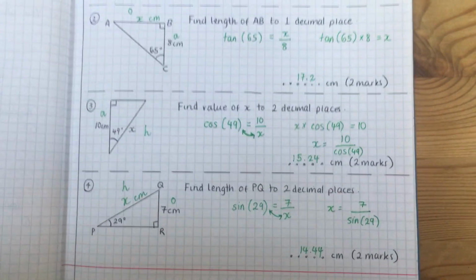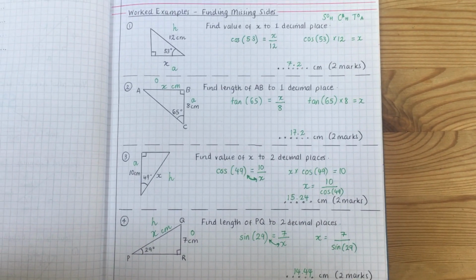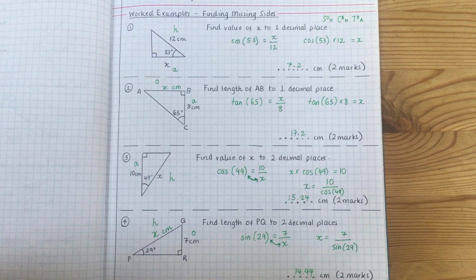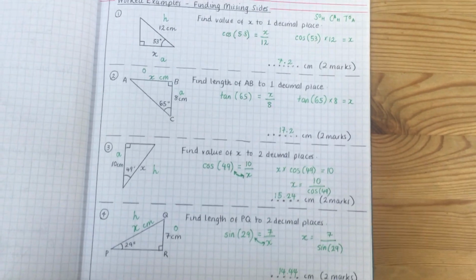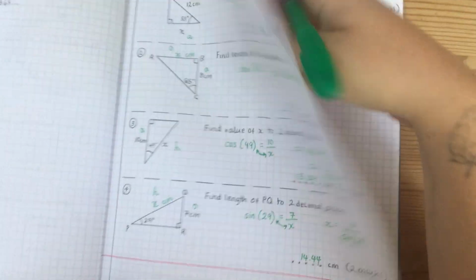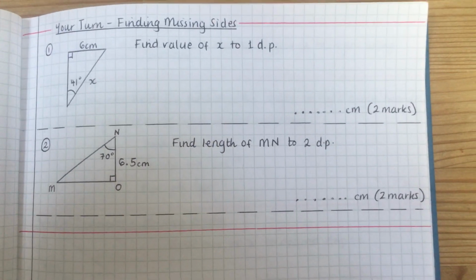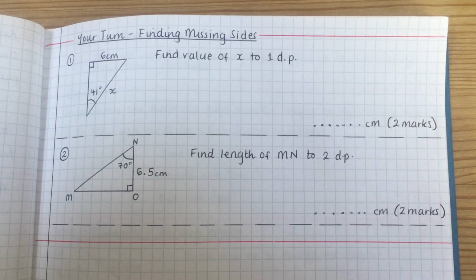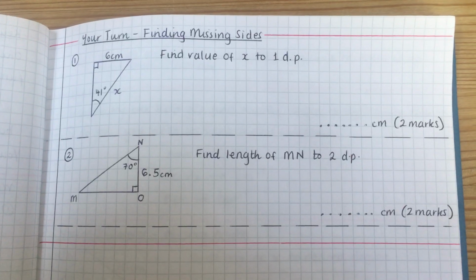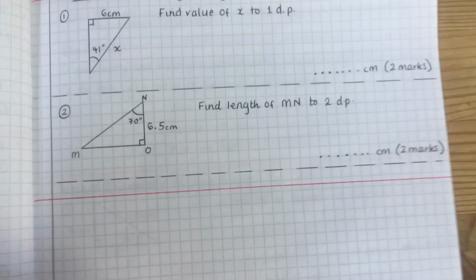So those examples, it's worth having those written down. Make sure that you understand them. Make sure that you've got all the working out written and that you understand all the steps. Then I'd like you to move on and have a go at these 2 questions on your own. So pause the video, sketch the triangles, label the sides, have a go, and then come back to see if you're right.